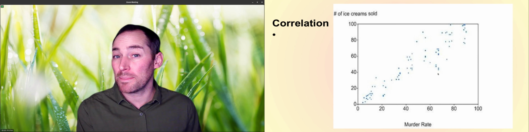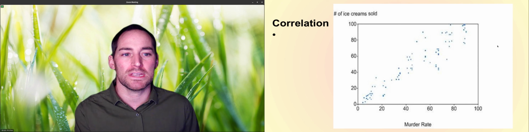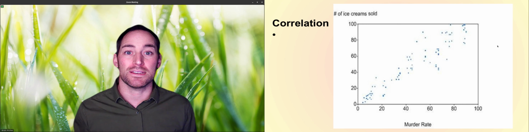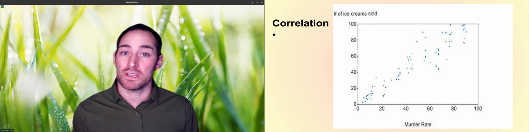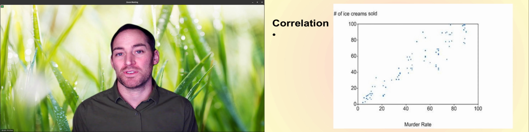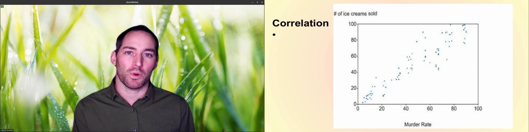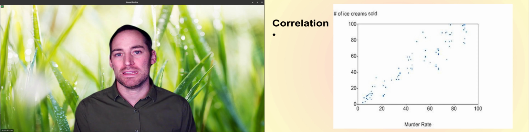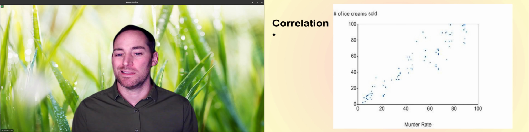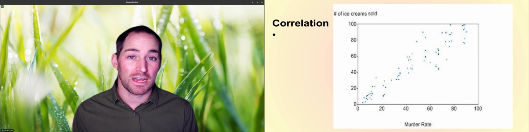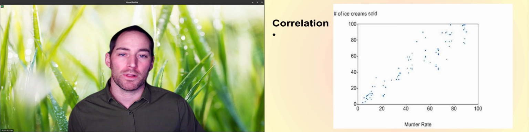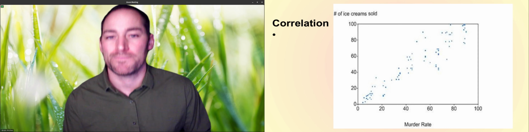So actually what's happening here, we'll talk about it in a minute in more detail, but there's a third variable, heat. When people are out during the summer, when it's warmer, there tends to be more murders. There also tends to be more ice cream sold when it's warmer during the summer. So the same days that there's more murders tend to be some of the same days there's more ice cream, versus in the middle of the winter, not as many murders happening, not as many ice creams being sold. So there's a third variable in this case affecting both of these.